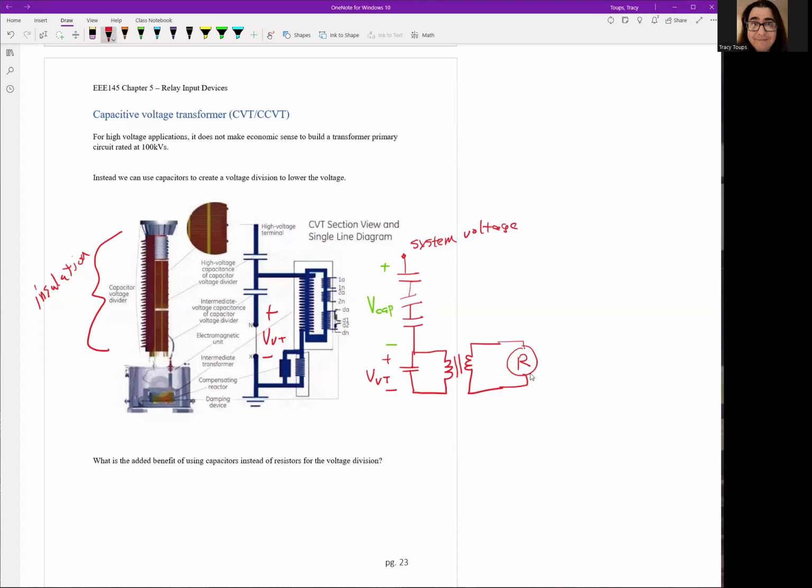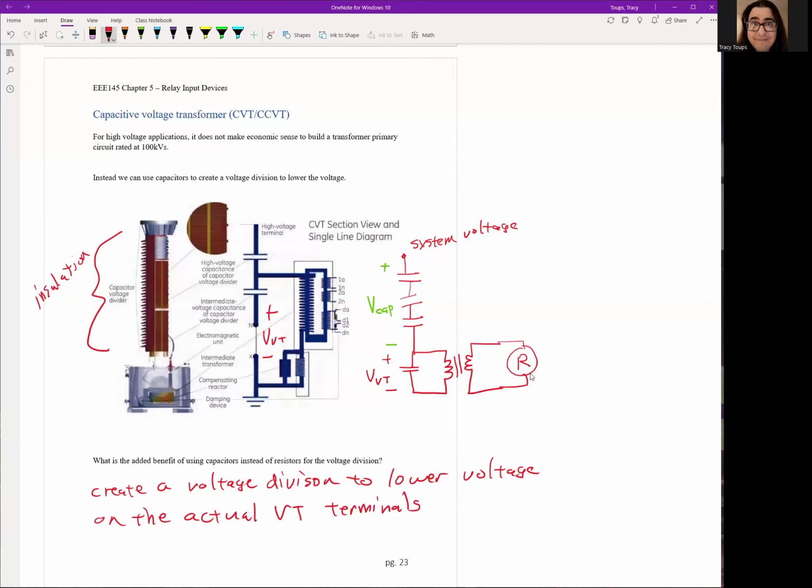Okay, so what's the added benefit of using capacitors? We can create a voltage division to lower the voltage on the actual VT terminals.